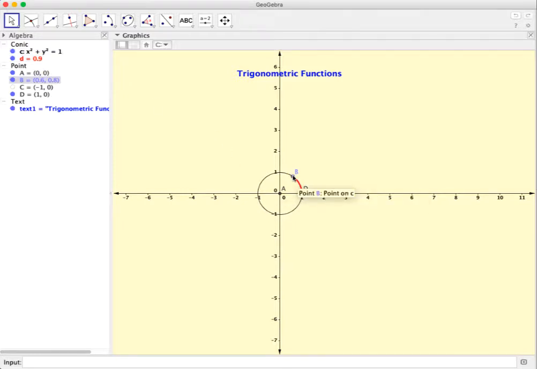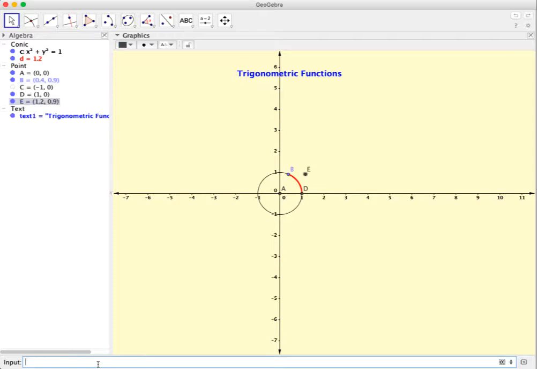So if I take the coordinates of the point B, which in this case are going to change as the point B moves around, and if I plot the arc angle against the coordinates of the point B, something is going to happen. Let's try it out. So here in the input bar, I'm going to plot D, comma, so D is the abscissa, and I'm going to choose the y coordinate of the point B as the ordinate of this new point.